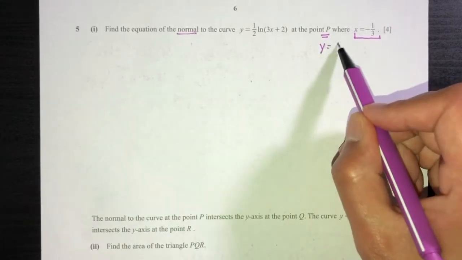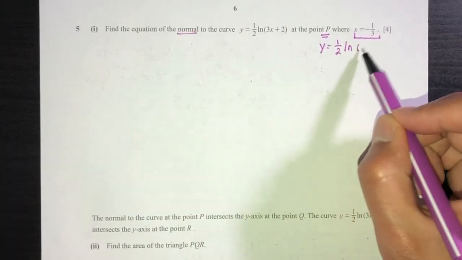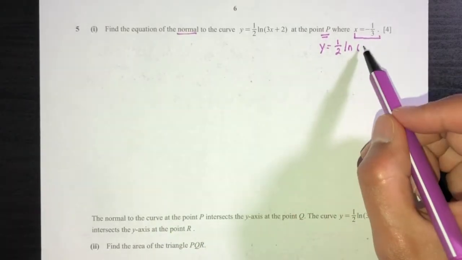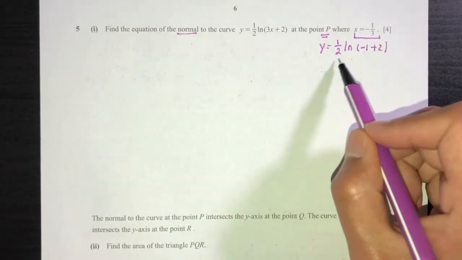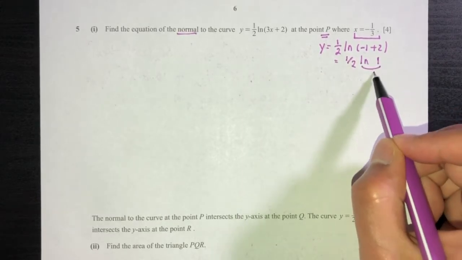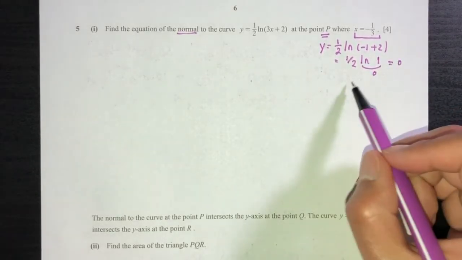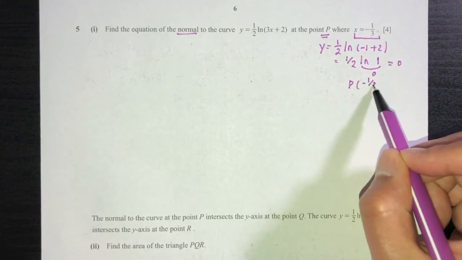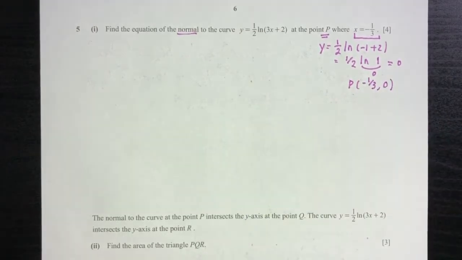So y is equal to half ln 3 times minus 1 plus 2. That will be half ln of 1. Now ln 1 is equal to 0, so this will become 0. So your point P will be minus 1 over 3 and 0. That is your point P.